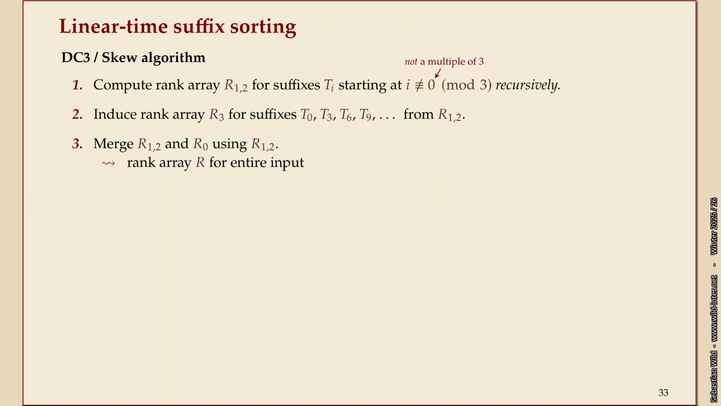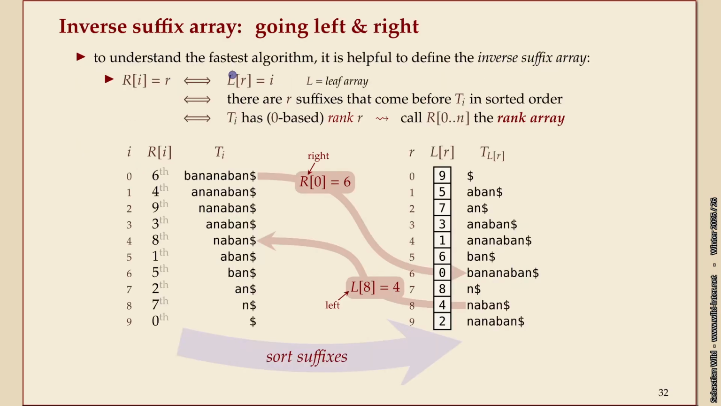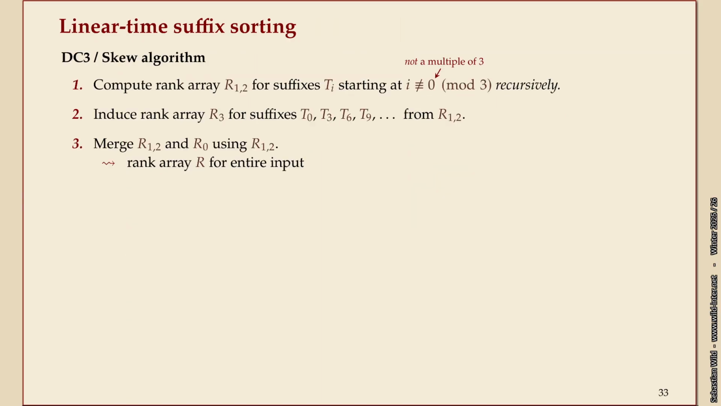So with that, let's tackle the actual algorithm to compute the sorted suffixes. It turns out it's more convenient to compute the rank array and not the leaf array directly, or the suffix array. But as this picture and this definition show, if you have one, you can compute the other in linear time by just going through a loop of i and setting i at the position of R[i]. It's the inverse permutation. So we can compute either of the two, whatever is more convenient. And here we'll compute the rank array.